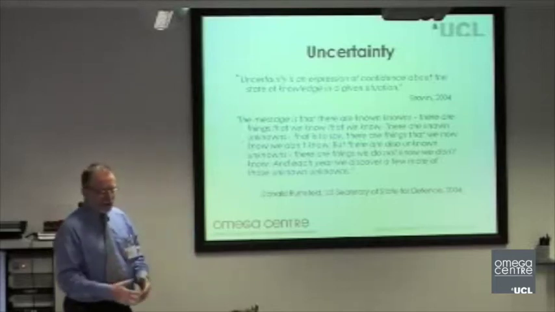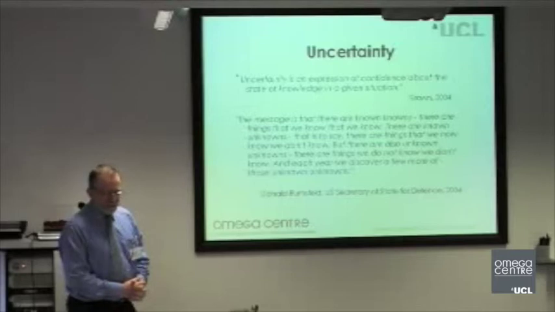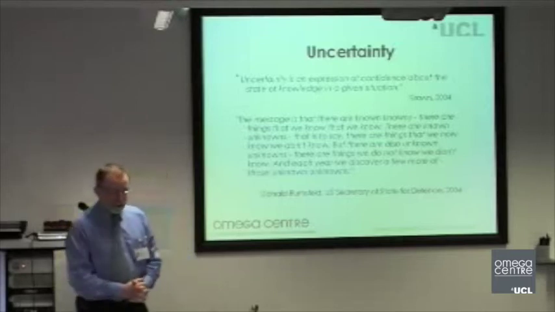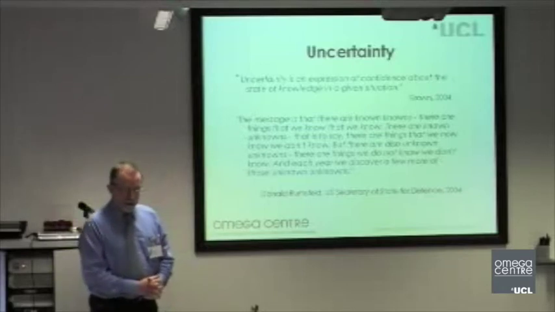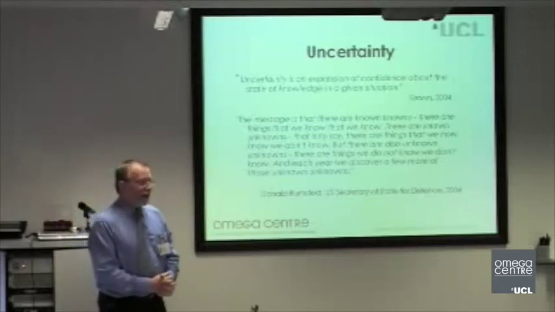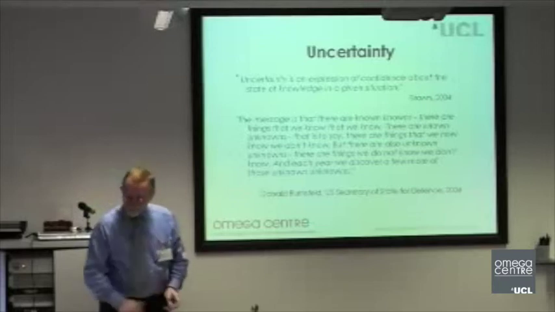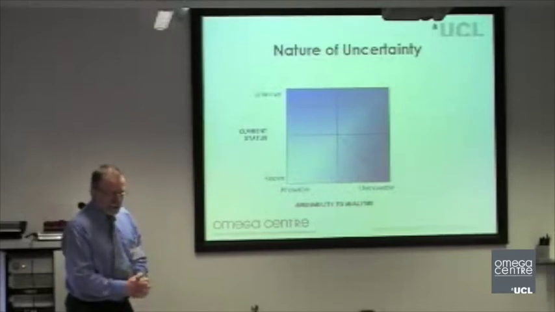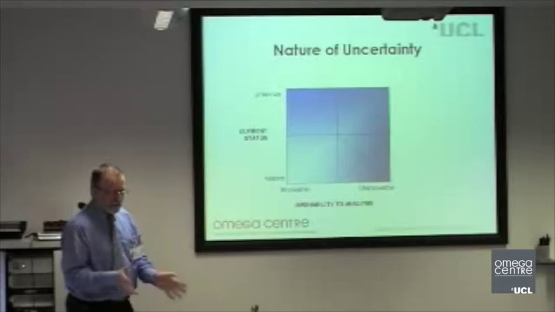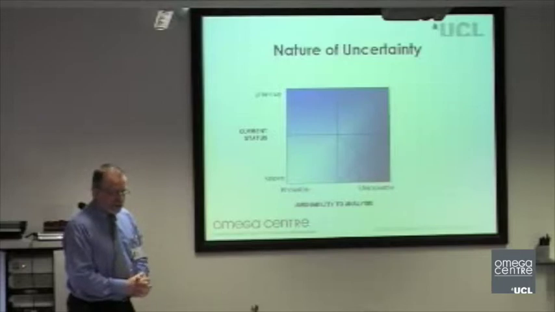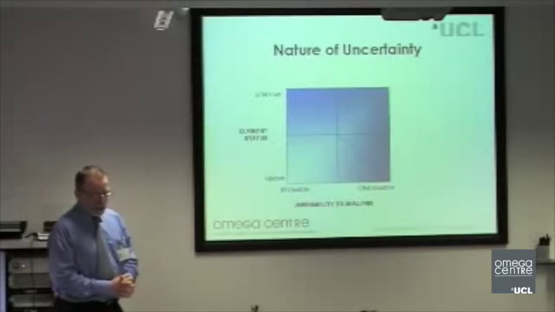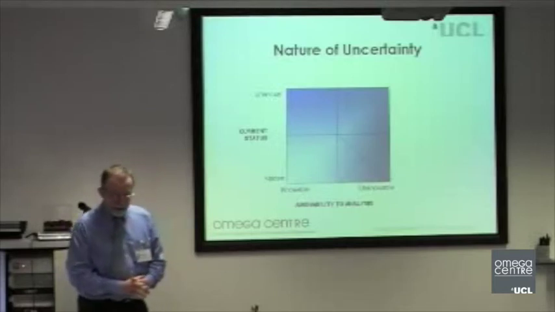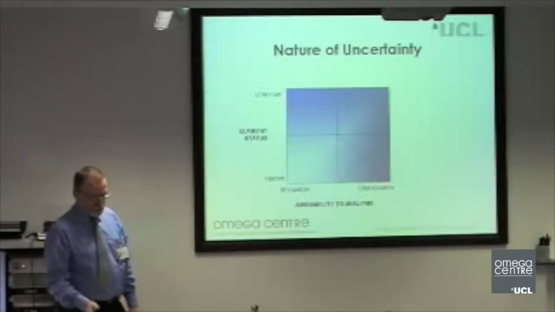I think I want to try and shed a little bit of light on that as we go through as well. And perhaps some of you will, I'm sure, understand totally what that means, but part of my work was a journey to try and understand what that was really all about. One way of looking at it is through this very simple 2x2 matrix. The two dimensions are current status of knowledge, from the known to the unknown, and what I've called the amenability to analysis, from the knowable to the unknowable.